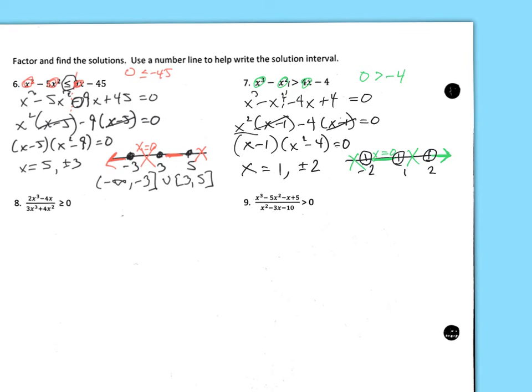So let's translate this into some interval notation. Negative 2 to 1, and we'll join that up with 2 to infinity.